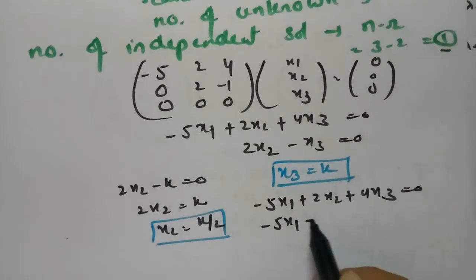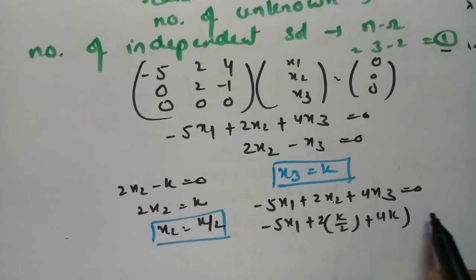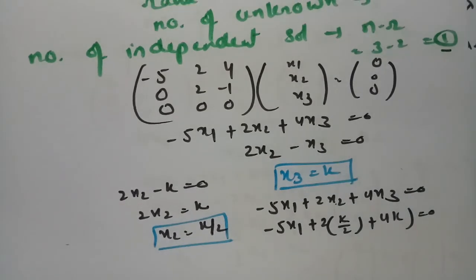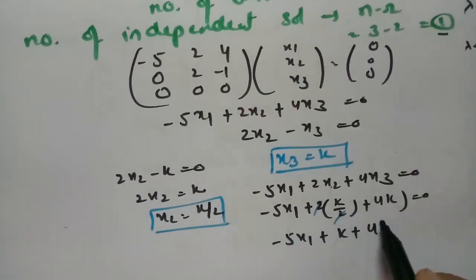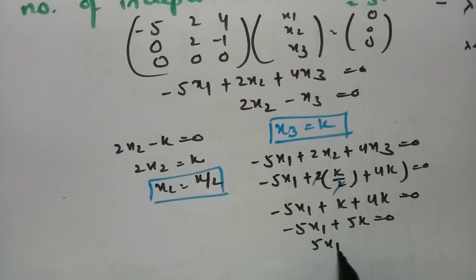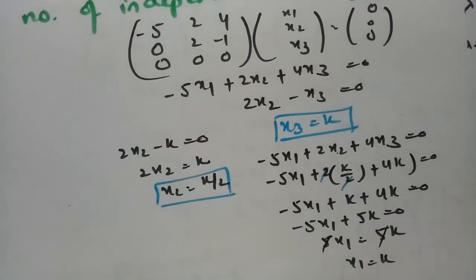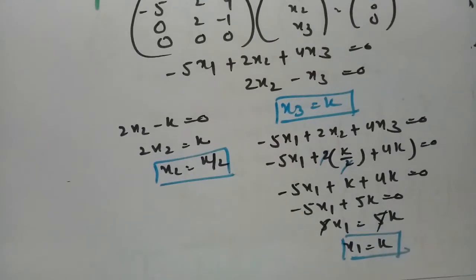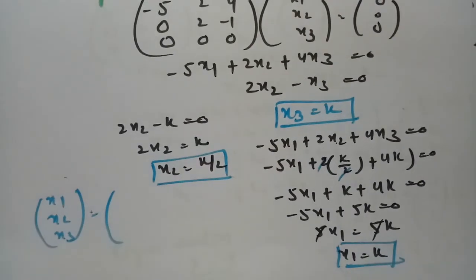This is 5x1 plus 2 into k by 2, and this is 4k equal to 0. So now I can cancel this k, and this will become minus 5x1 plus k plus 4k is equal to 0. So 5x1 plus 5k is equal to 0, and 5x1 is equal to 5k, and x1 is equal to k.